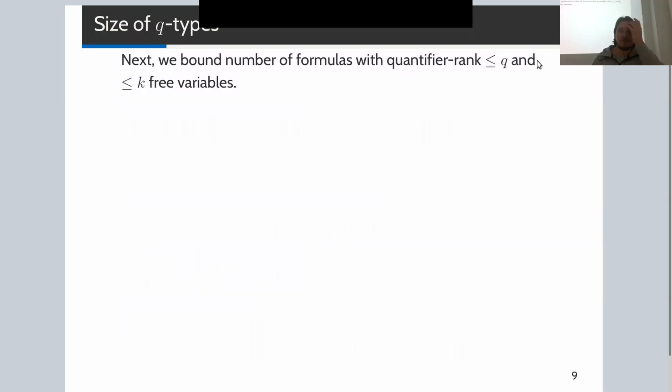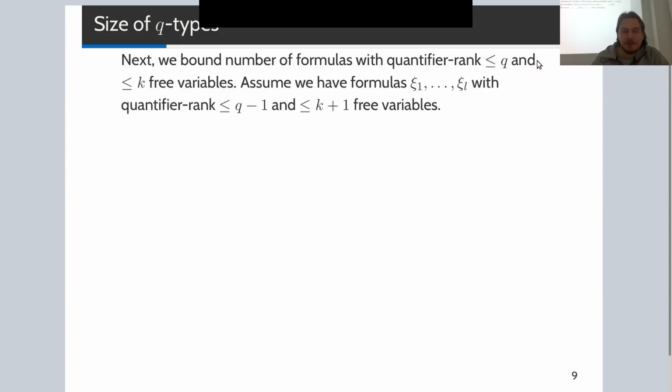And next, we want to make the induction step. So now q is no longer 0, but it's any number. And we want to show that there's only a limited number of formulas with quantifier rank at most q and at most k free variables. And what we assume is that we have a bound on the number of formulas with quantifier rank at most q minus 1, but one more free variable.